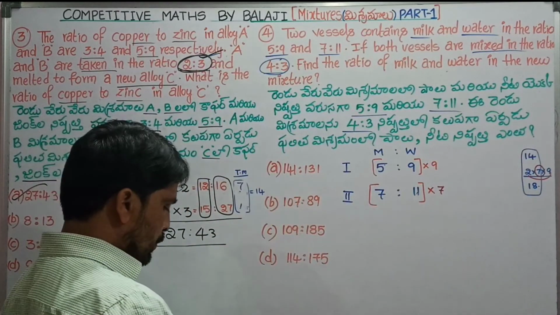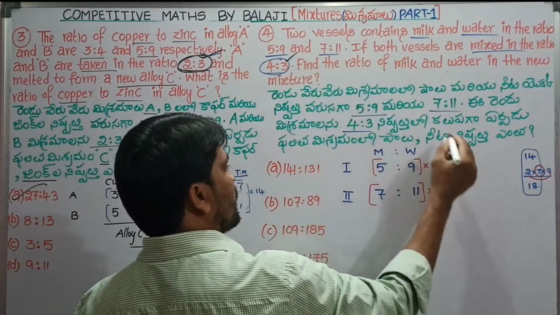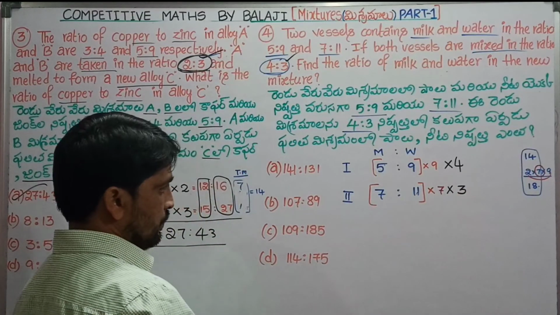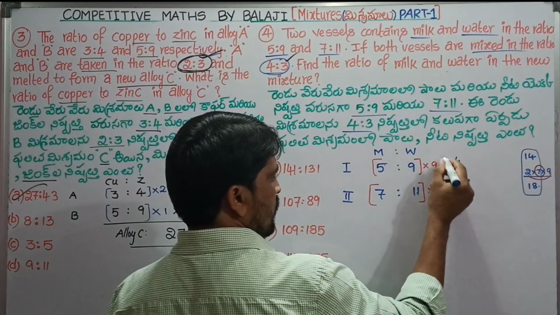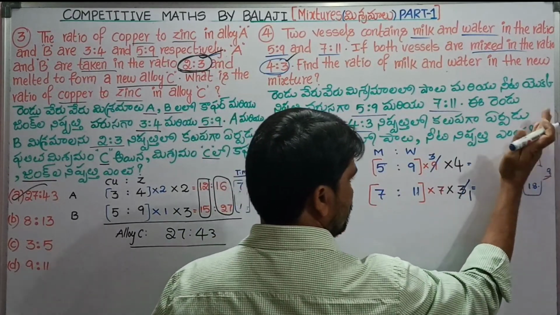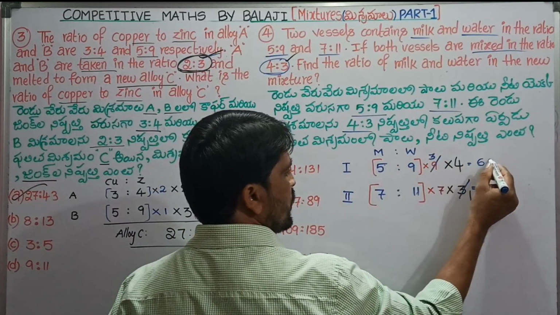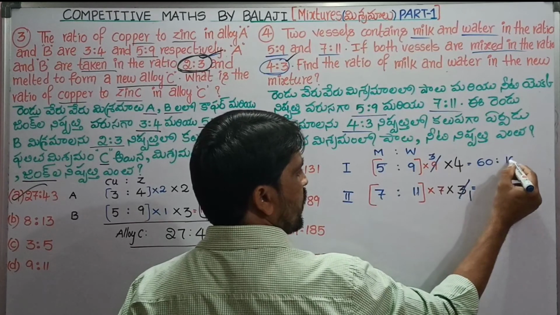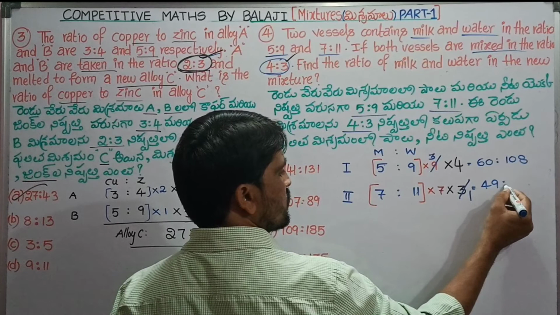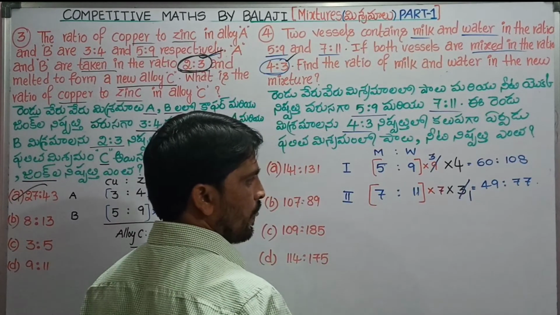So their ratio will be equal, but they are mixed in the ratio 4:3. Yes, 4 3s are 12. 12 5s are 60, 12 9s are 108. 7 7s are 49, 7 11s are 77. Okay.